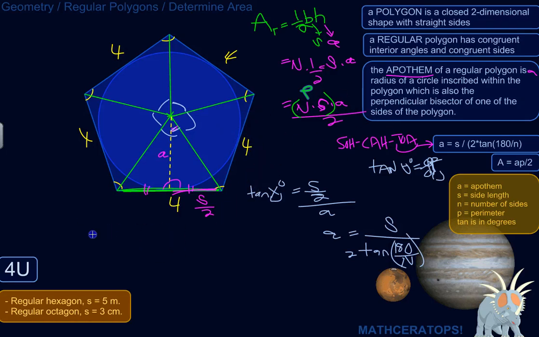So altogether, the area of a regular polygon is equal to the perimeter times the apothem over 2, or the apothem times the perimeter over 2. So that's what this is. So really, you'll be given the side length S, and you'll be given the number of sides N. And so just from that, you can figure out perimeter. The key is figuring out what the apothem is. So let's use our formula. So we'll do that on a pentagon.